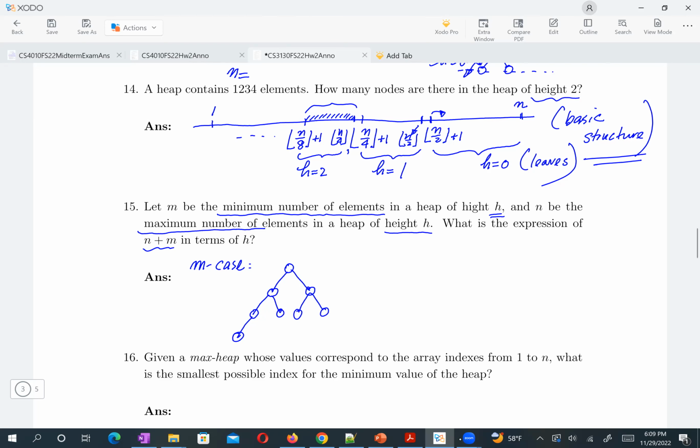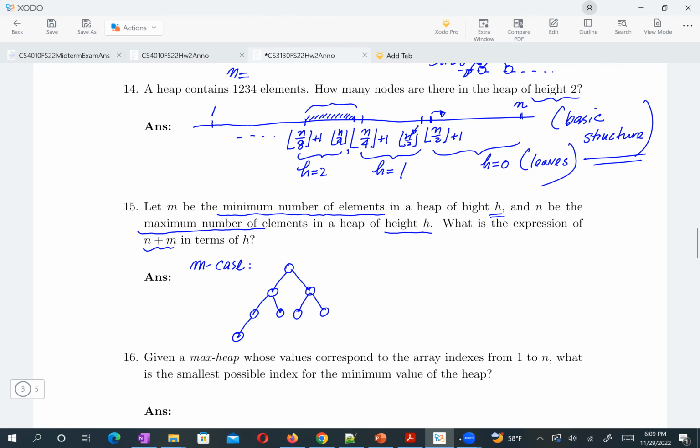Then we should put the maximum at the bottom level, right? Maximum at the bottom level. Now you can see it's very easy. At the bottom level, we should pack the maximum number of nodes. So that's the N case.